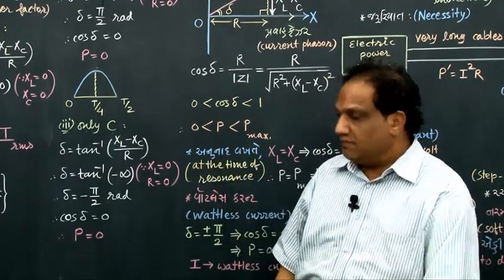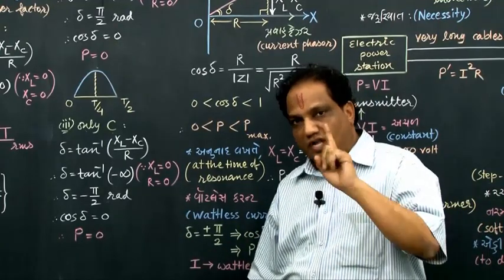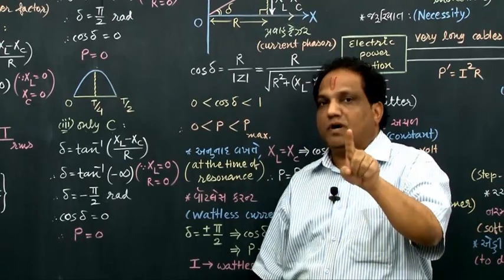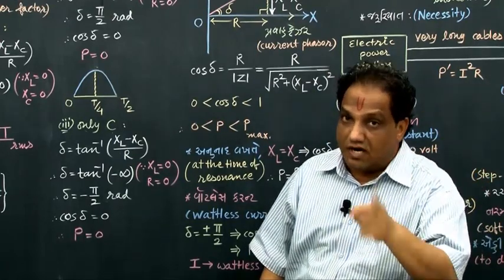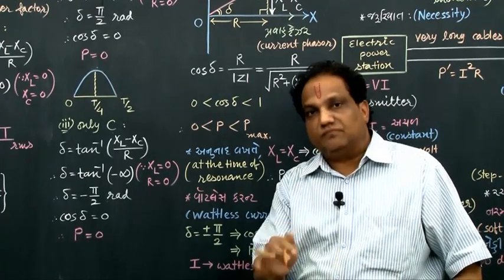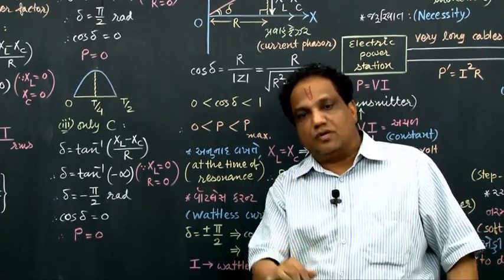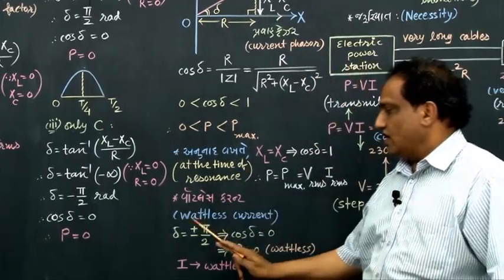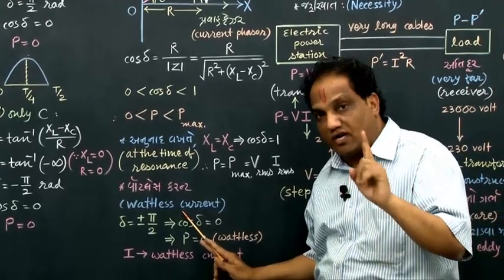Now, have you noticed one thing? In case of only inductor or only capacitor, current is flowing, but power is 0. Current is flowing and power consumed is 0. Such a current, during the flow of which power spent becomes 0, is called wattless current. What is it called? Wattless current.